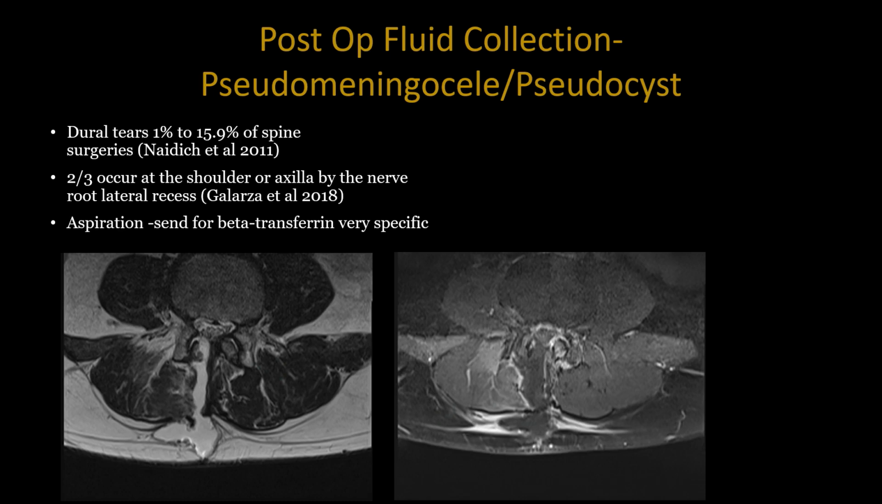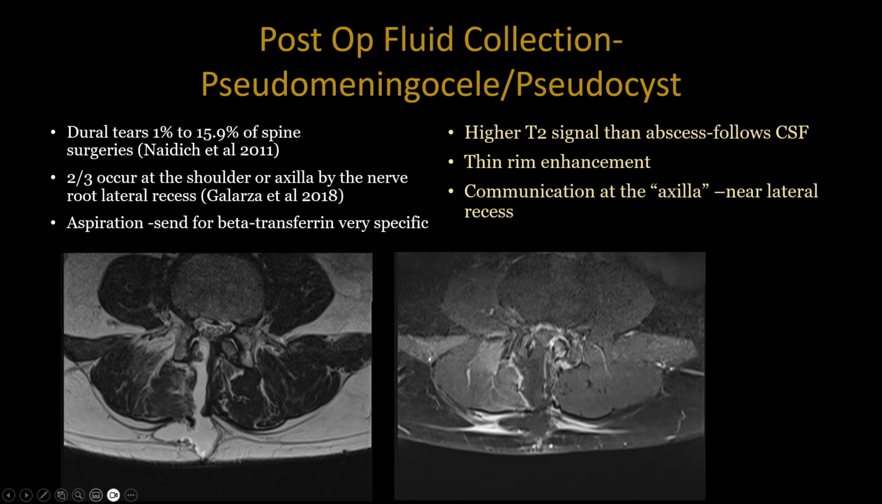So what about our pseudomeningoceles? These happen from iatrogenic dural leaks, which can be up to 15% of spine surgeries. The important thing to remember about a dural leak is that two-thirds of them occur in the shoulder, or what's called the axilla of the canal, which is right here, right around those lateral recesses. Now, the signal within a pseudomeningocele is going to be similar to seroma. It's going to be very bright, very homogeneous, and it's also going to demonstrate a pretty thin rim of enhancement. But how you can differentiate them, or at least suggest that we're dealing with a dural leak, is trying to find this tail that reaches up to that axilla.